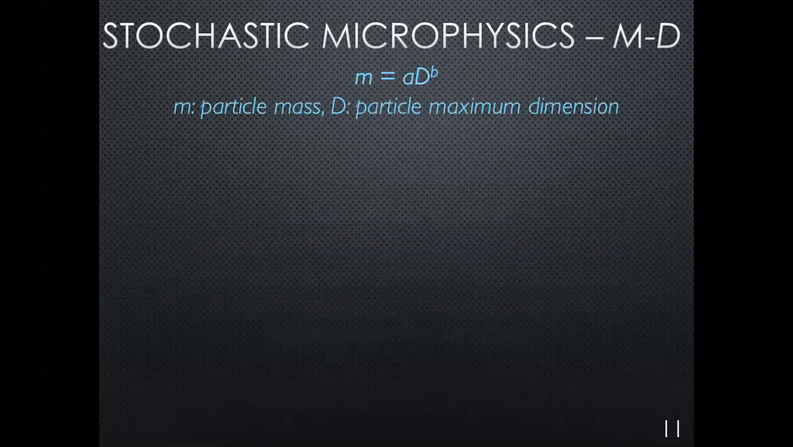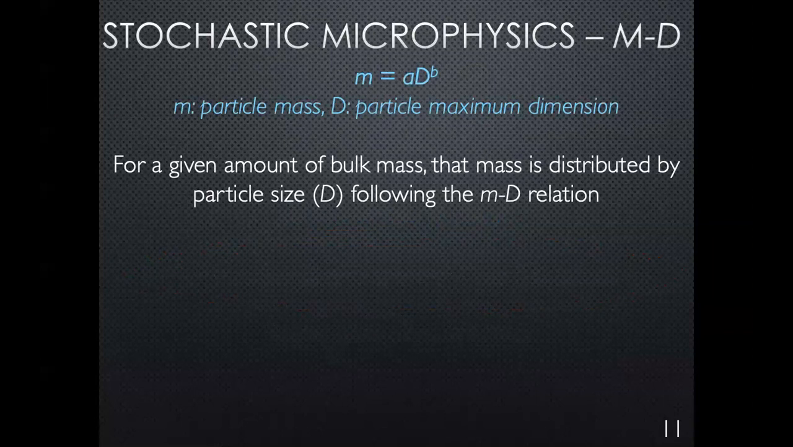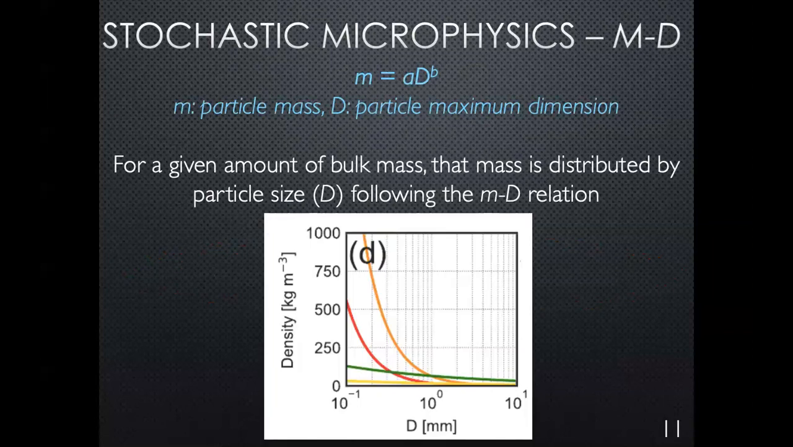So what is the mass size relationship? Well, it's a simple power law with a prefactor A and an exponent B that defines how bulk water mass is distributed by size. This means that the relationship essentially determines particle density, and that's shown here through 4 different mass size relationships with particle density on the y-axis versus particle size on the x-axis. So the mass size relationship will determine the density of ice particles. But why is this important in a microphysics scheme?